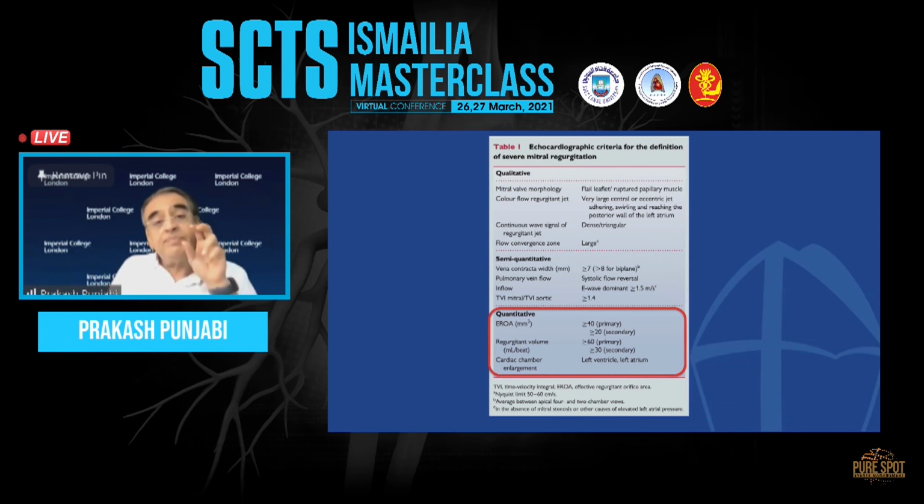So this is what we came up with. This is table 1. And we said that when you're identifying secondary MR, if you want to define severity, look at this. This is the echocardiographic criteria for definition of severe MR. For primary, you can use an EROA of more than 40. But when you're talking about secondary, you have to reduce it to half, 20. Regurgitant volume, more than 60. But in secondary, half, more than 30. When you want to look at cardiac chamber enlargement, we have got some more charts which give you the measurements.